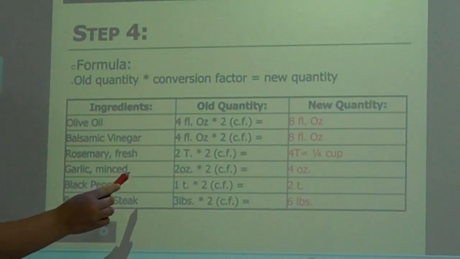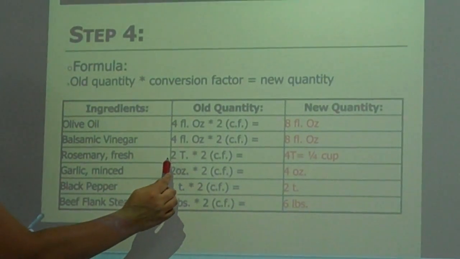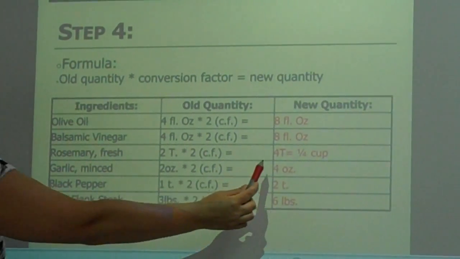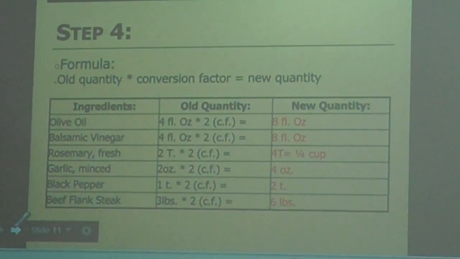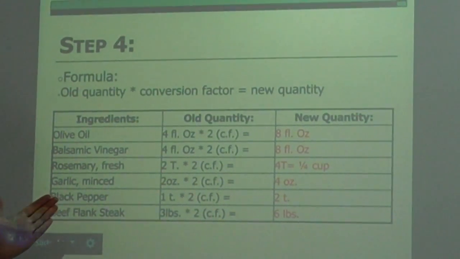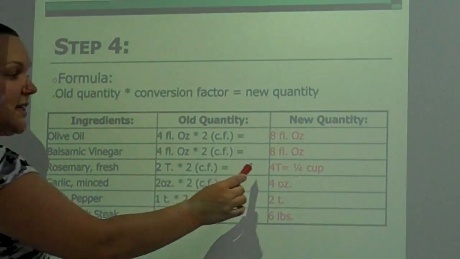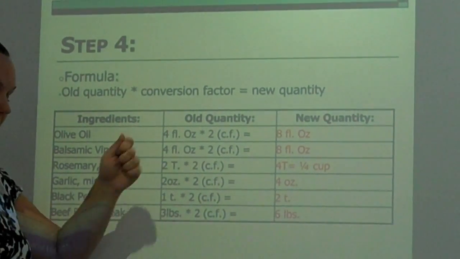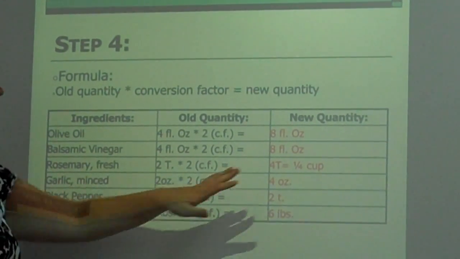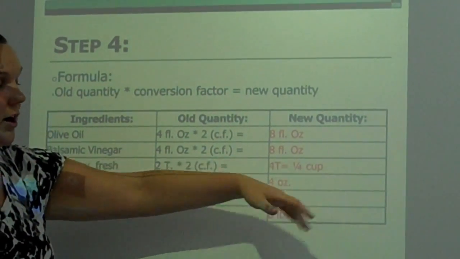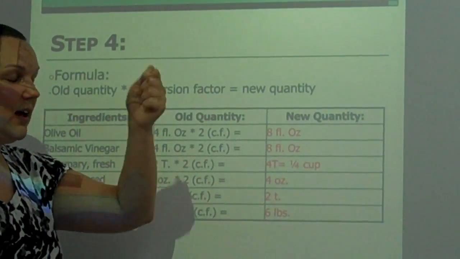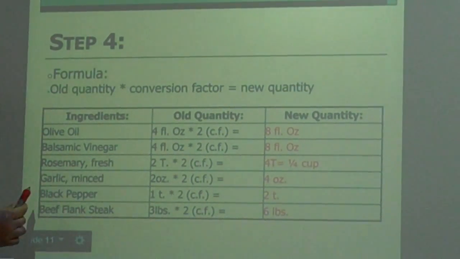Now for your rosemary. Again, most students are going to take 2 tablespoons times 2, and you're going to write down 4 tablespoons. You want the quickest route of measurement, so it's going to save you time. So instead of taking the tablespoon and going 1, 2, 3, 4, you can just convert that into a quarter cup. That's just 1 measuring utensil, and you're done. Okay? So that's for your rosemary.